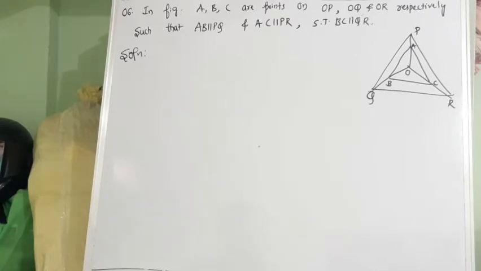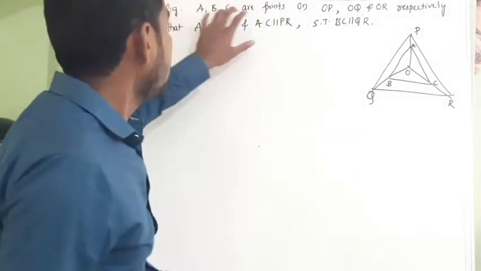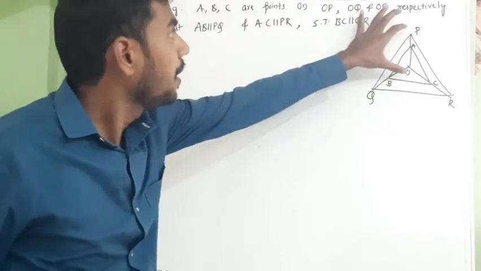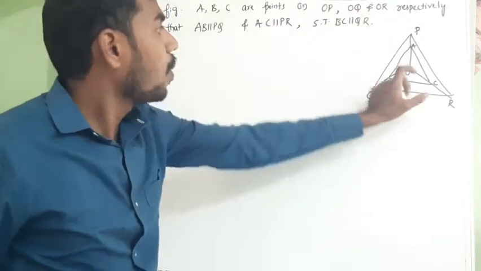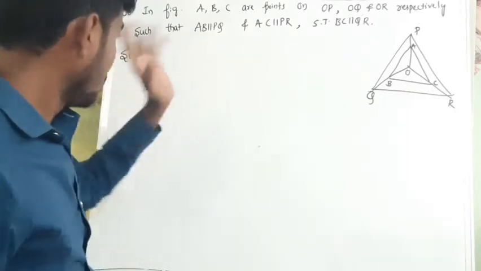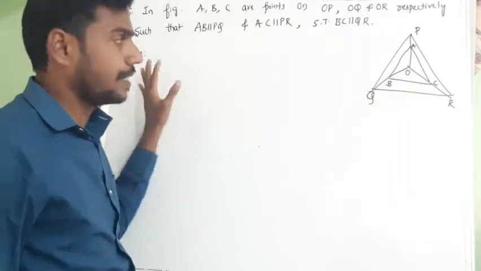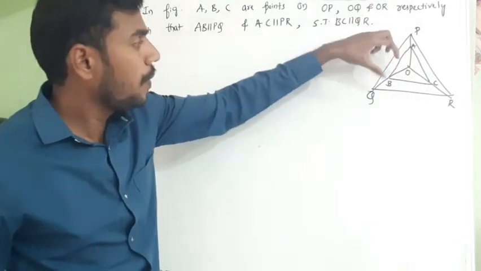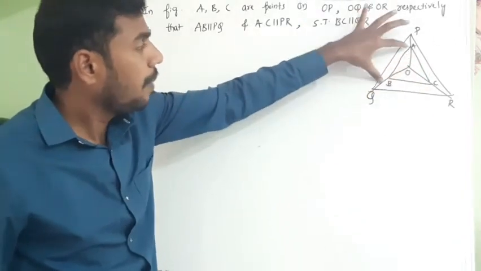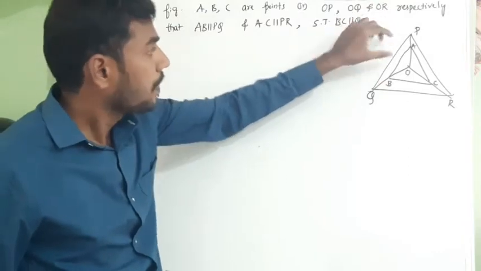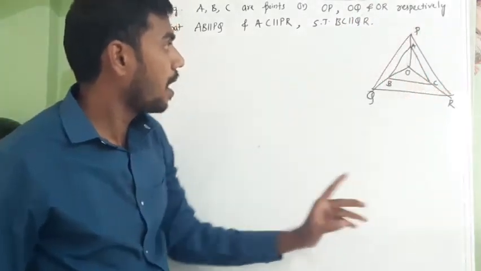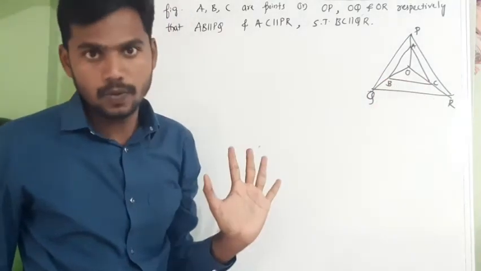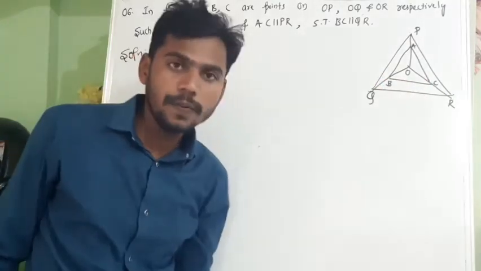Sixth question. In the figure, A, B, C are points on OP, OQ and OR respectively, such that AB is parallel to PQ and AC is parallel to PR. Show that BC is parallel to QR. I need to show BC is parallel to QR.